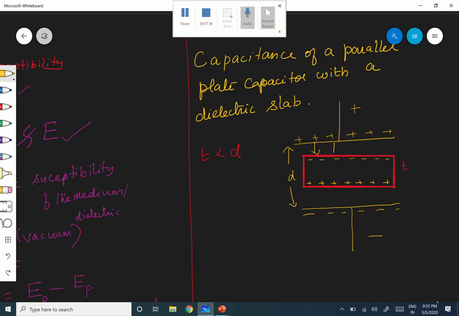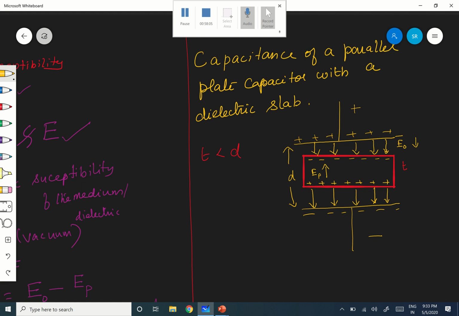External electric field will be in this direction, correct? Positive to negative. It will be extended here like that. Inside the dielectric also field will be there. The applied field is E naught, that is in this direction. Okay, but inside the dielectric slab there will be electric field due to polarization. What is that electric field due to polarization? It will be positive to negative in this direction.